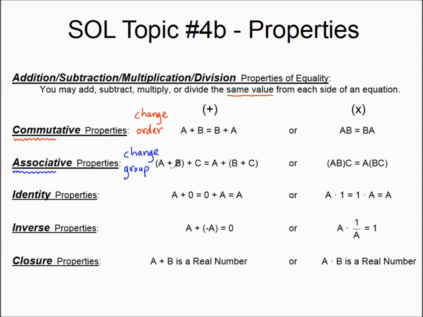We add A plus B together first, and then add C. And that's the same thing as adding B and C together first, and then adding A. Similar idea with multiplication. We're changing the group, not the order.